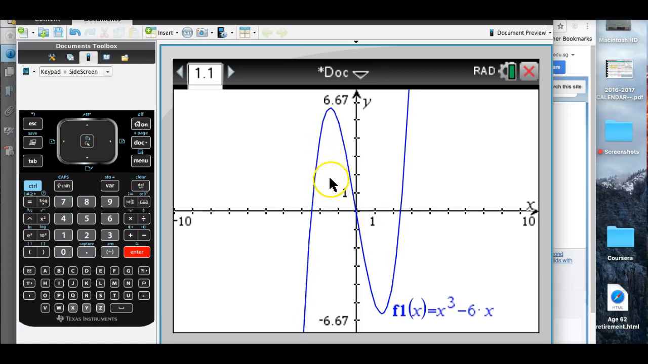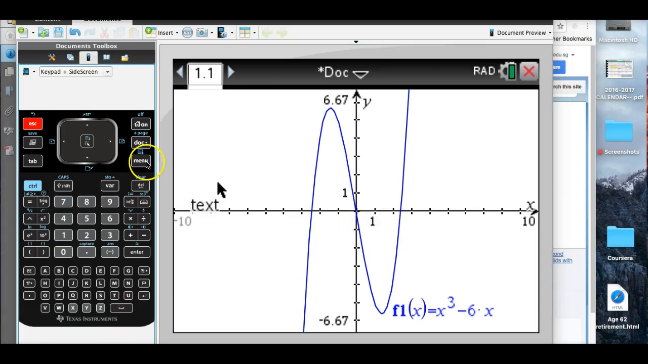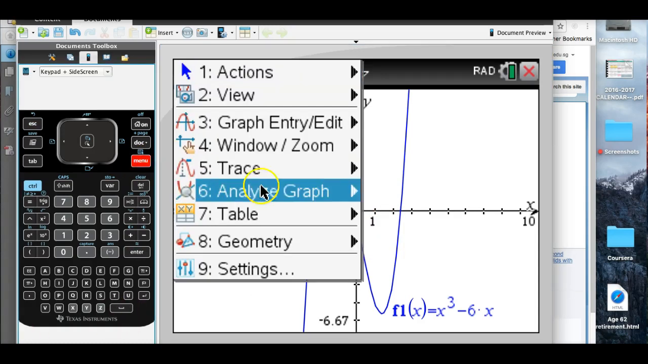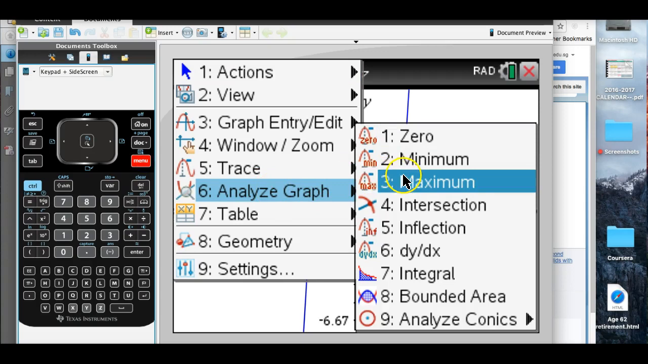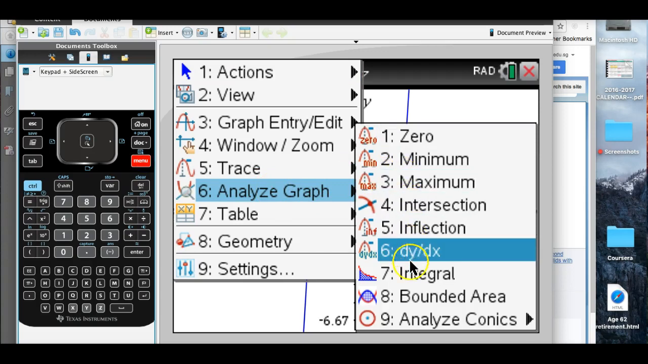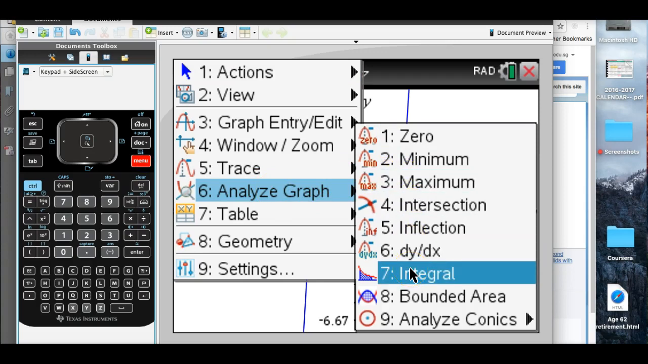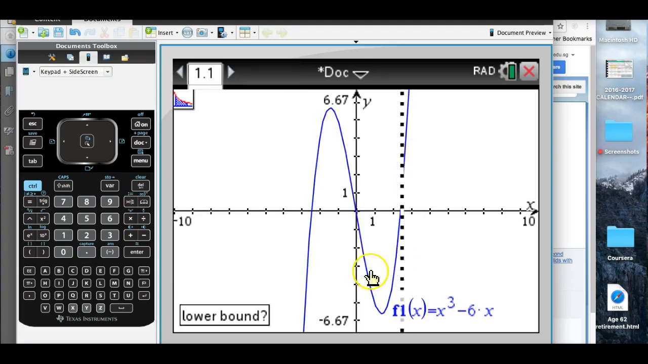If it's above the x-axis, it's going to be sign positive. If the little area is below the x-axis, then we're going to have it sign negative. So we go to menu. Under menu, you have analyze graph. And there you have what we call the integral. So we want to do the integral, and it is a definite integral.